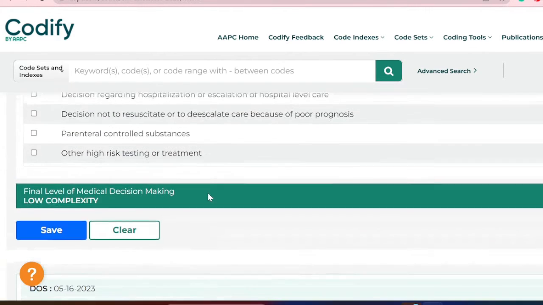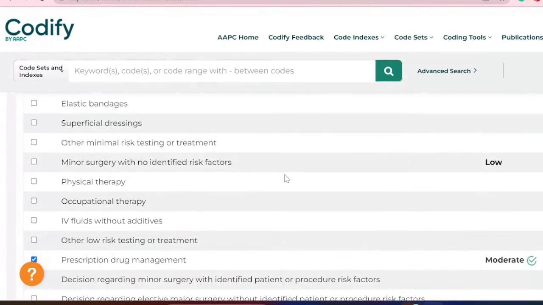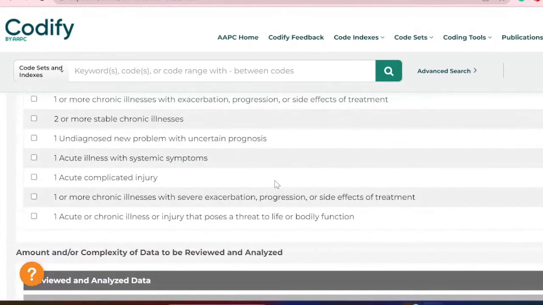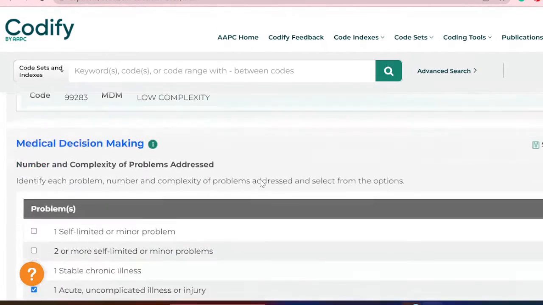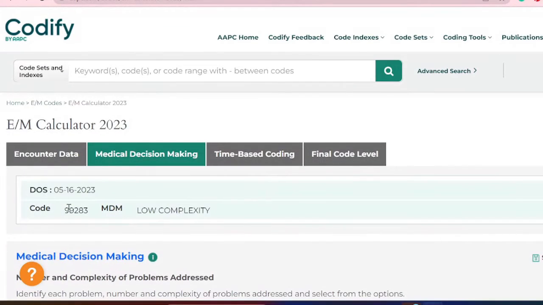99283. And each of these, I think it does kind of give us this is moderate. It tells us the total of data. And here, I don't know if it tells us what the level is. No. But it also does say at the very top what the code is as well. So you can calculate it there. And of course, time based coding and then final code level.